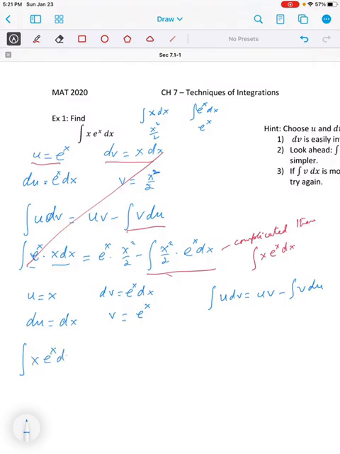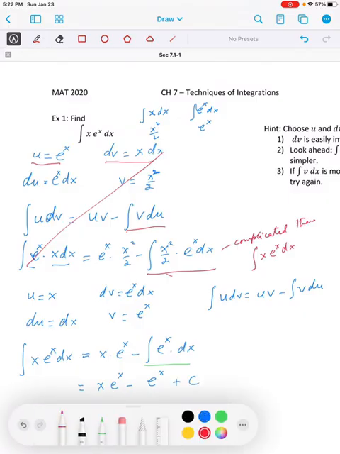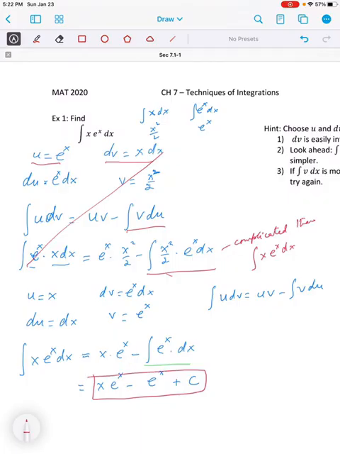So now we have our given expression, integral of x e to the x dx. So this is now equal to uv. So what is u? In our case, x. So x times v, which is e to the x, minus integral v, which is e to the x, times du. But du is just dx. So that this integral is very, very easy to solve. So we end up getting x e to the x minus e to the x. And now we will put a plus c here. So this is our answer.